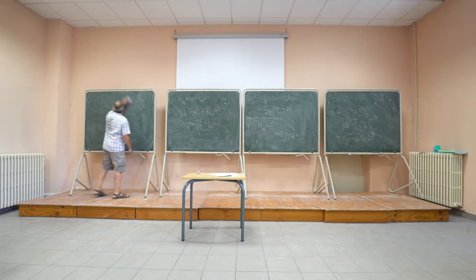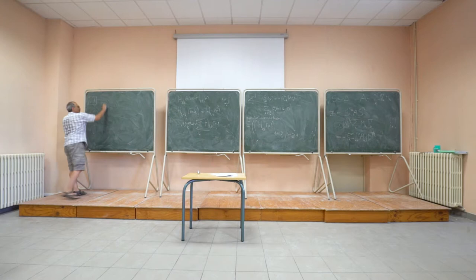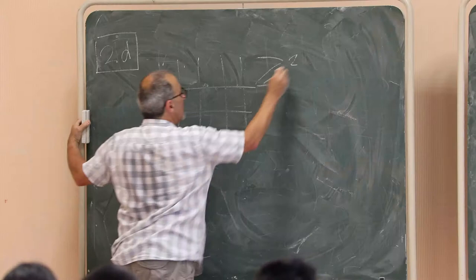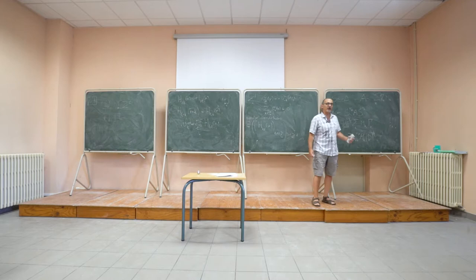In 2D, this means that if you have on Z2 a sourceless vector field on Z2, that arises as a two-dimensional rotation or curl of a height function.